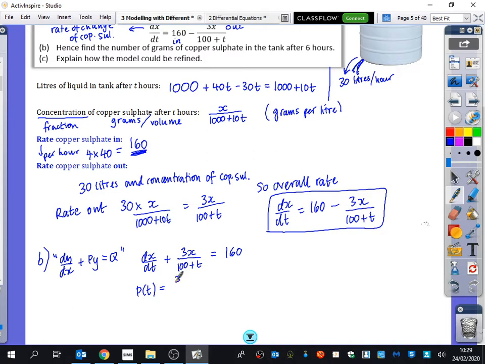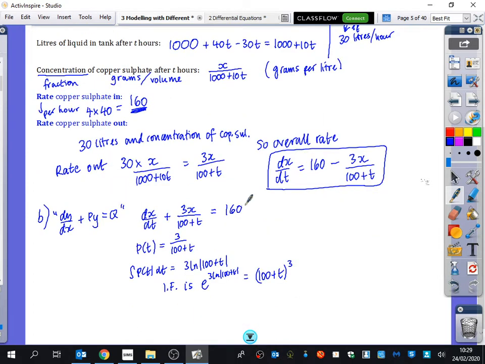So p of t is 3 over 100 plus t. So the integral of p of t dt is 3 ln 100 plus t. So our integrating factor is e to that, which is e to 3 ln 100 plus t, which is just 100 plus t to the power of 3. So we'll now multiply everything here by that.